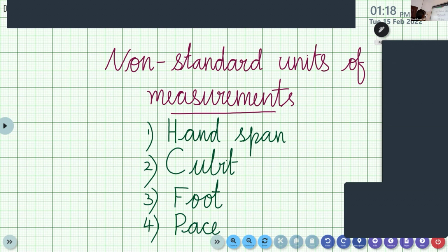So the four non-standard units of measurements are: handspan, H-A-N-D, handspan, S-P-A-N, handspan. Second one, cubit, C-U-B-I-T, cubit. And third one, foot, F-O-O-T, foot. The fourth one, pace, P-A-C-E, pace.